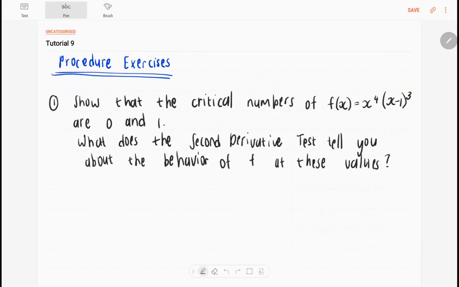Welcome to the video for tutorial 9. Since some of you did not have a tutorial session last week because of the public holiday, we will be covering problems from the actual tutorial instead of just covering problems similar to the tutorial in this week's video. So, let's start with number 1 from the TUT under procedure exercises.